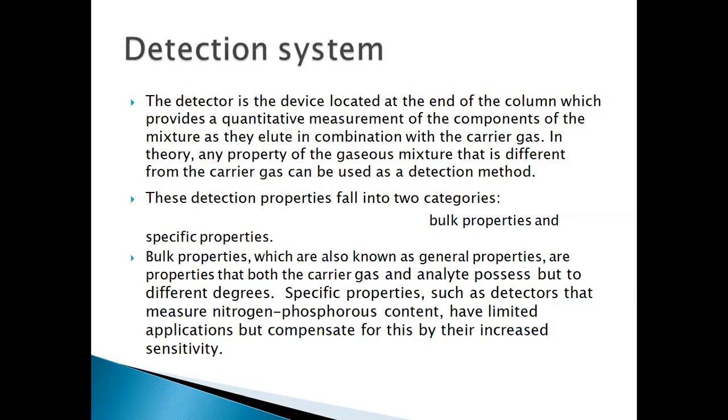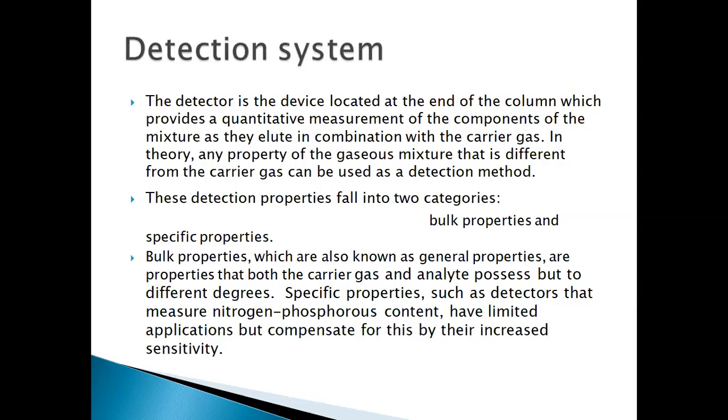Detection system. The detector is a device located at the end of the column which provides a quantitative measurement of the components of the mixture as they elute in combination with the carrier gas. In theory, any property of the gaseous mixture that is different from the carrier gas can be used as a detection method. And there are two categories: bulk properties and specific properties.